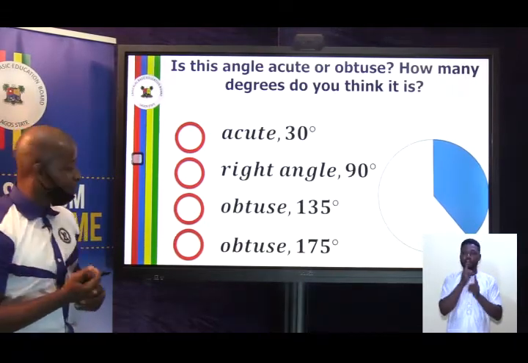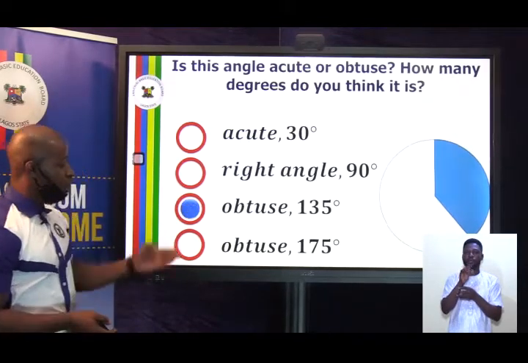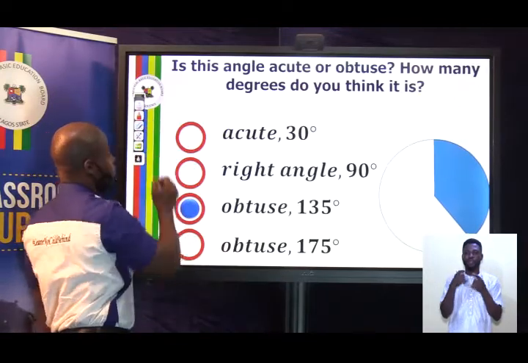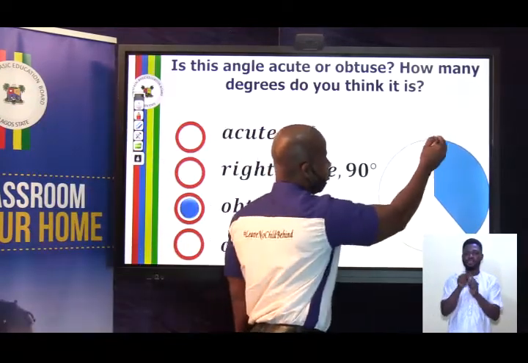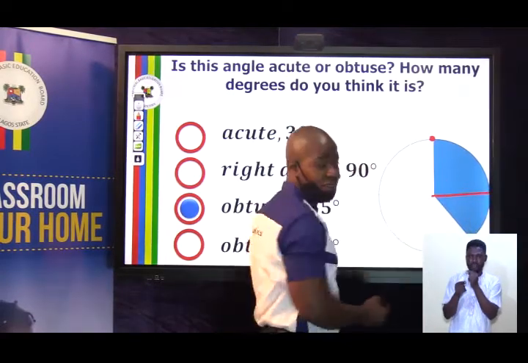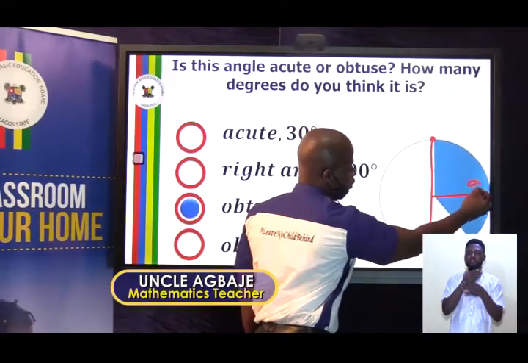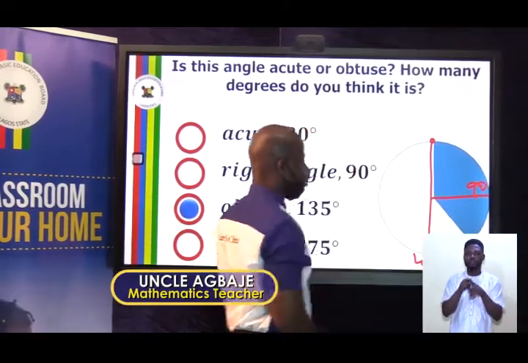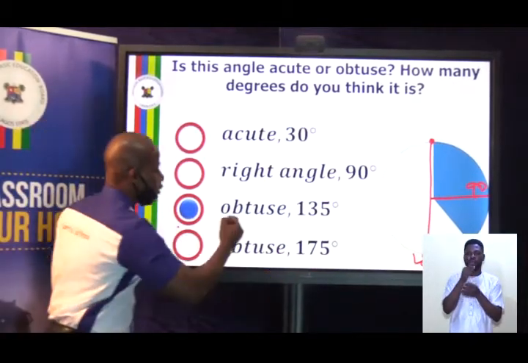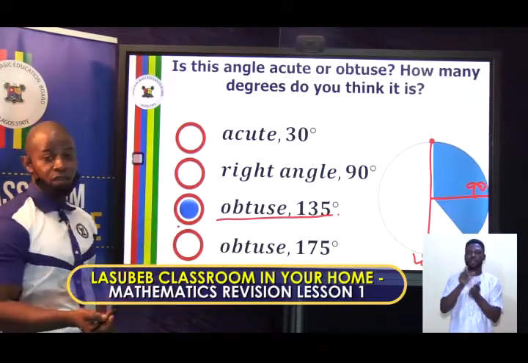Well, I have seen the answer, and I believe you have seen the answer as well. This is an obtuse angle because it is greater than 90 degrees. Now, let's assume that this is the starting point. Then 90 degrees will be somewhere around here. This angle is already bigger than that. And 180 degrees will be the straight line. So this is still between 90 and 180. So halfway between 90 and 180, that should be around 135. And that is why this is the correct answer, my friend. It is not acute angle because it's not sharp. And it is not less than 90.